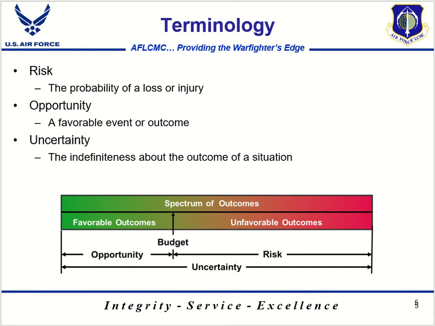So let's define some terms before we move any further. We'll start with risk. This is defined as the probability of a loss or injury, so an unfavorable outcome. And we define an opportunity as a favorable event or outcome, and this falls on the opposite end of the spectrum from a risk. And then finally, uncertainty is defined as the indefiniteness about the outcome of a situation.